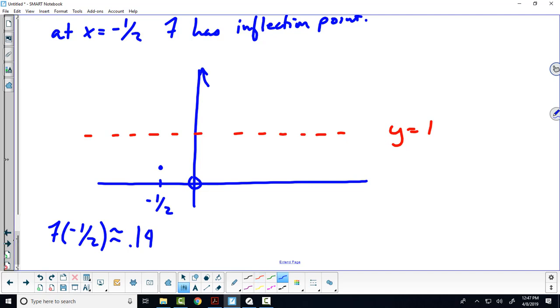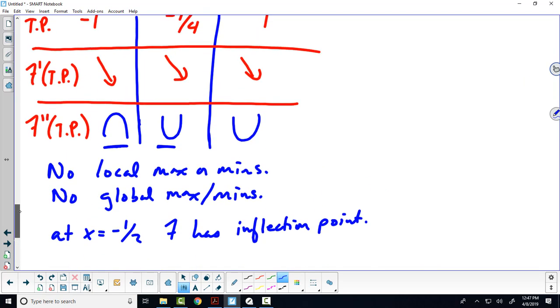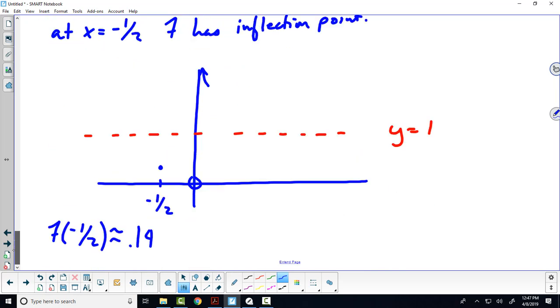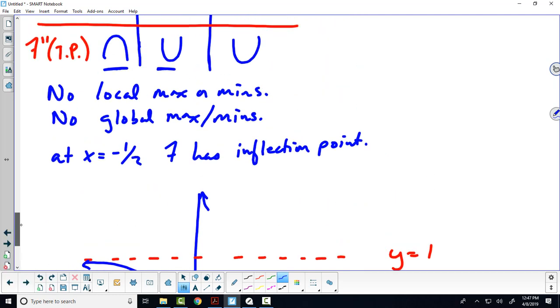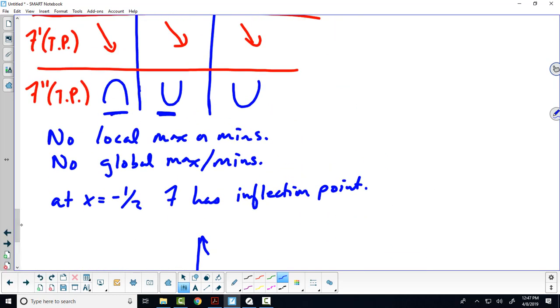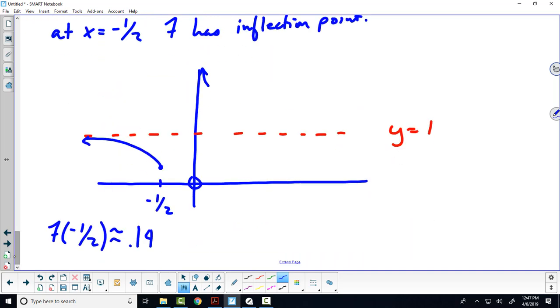Going back to our chart, we see that we're going to start out decreasing in a concave down manner. So if we come in here decreasing in a concave down manner, at -1/2 we have the inflection point, so we change from concave down to concave up, but continue decreasing, and we approach the hole that was at 0. After we step over this vertical asymptote, we are then decreasing in a concave up manner towards our horizontal asymptote at y equals 1.